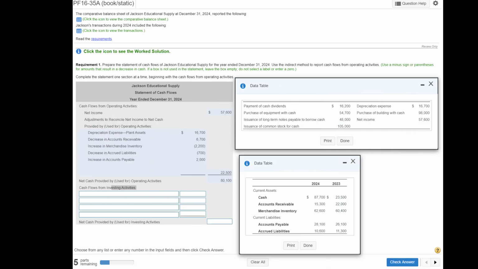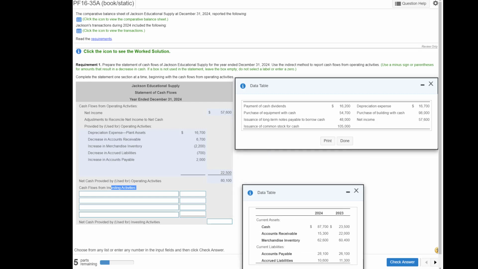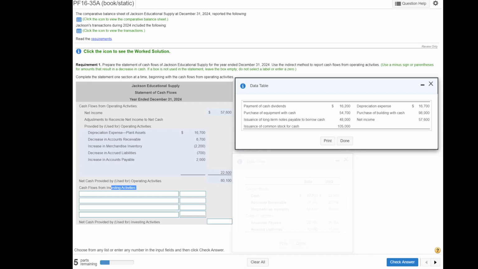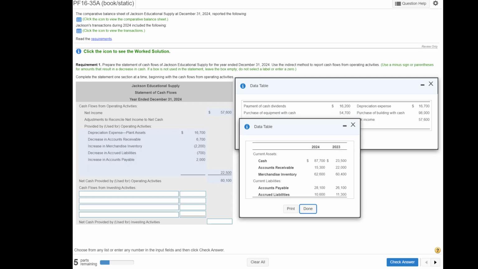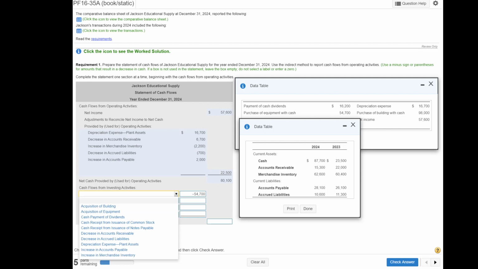So what we're going to do is we're going to start up here. And to get this window on top, I'm going to close it and then reopen it, because I like to block out the other things so I don't get distracted. Payment of cash dividends. That is not a long-term asset. Purchase of equipment with cash. Here we go. So since we purchased it with cash, cash is going down, so minus 54,700. And cash, what is it?